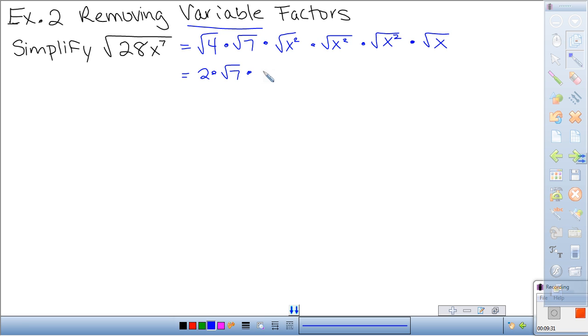So the square root of x squared is just x. Because remember, when you're taking the square root, you're finding what that number or letter is that you'd multiply times itself to get x squared. And x times x is x squared. Same thing here, the square root of x squared is x. We cannot take the square root of x, so we just leave it inside the radical.